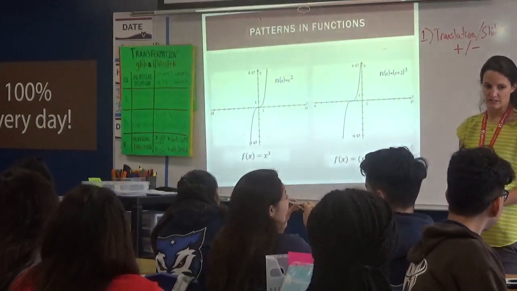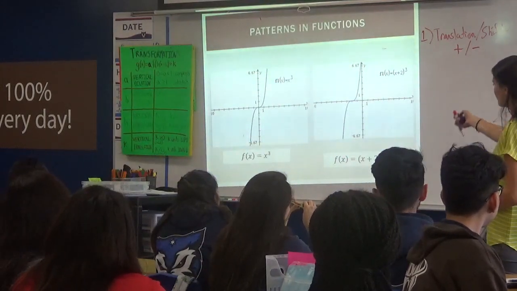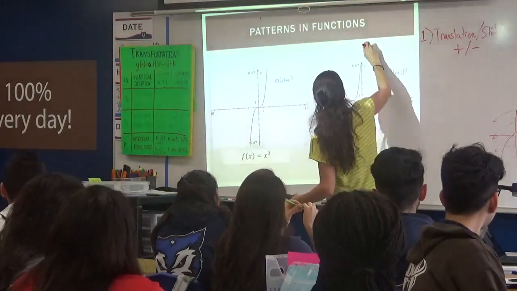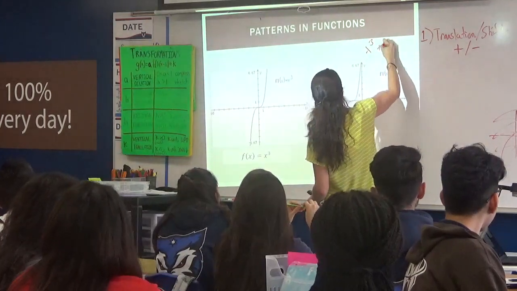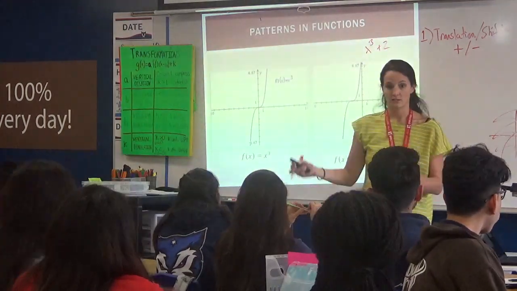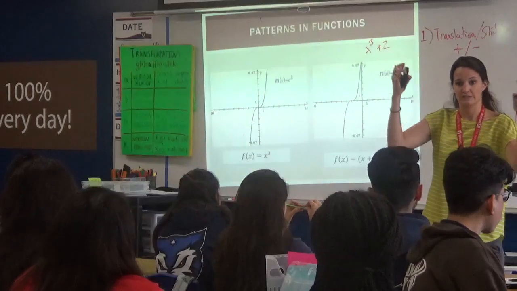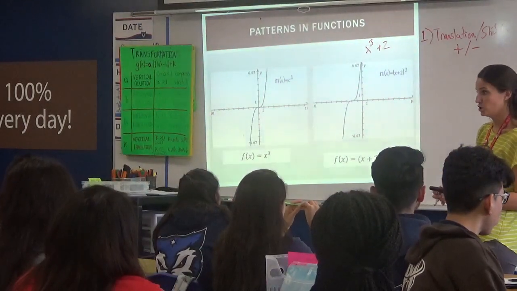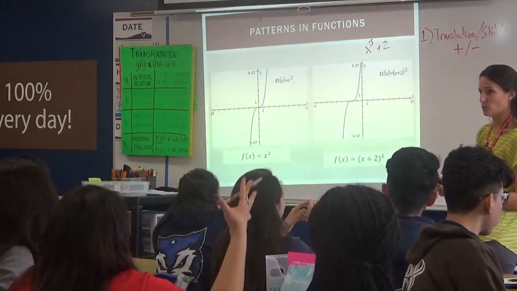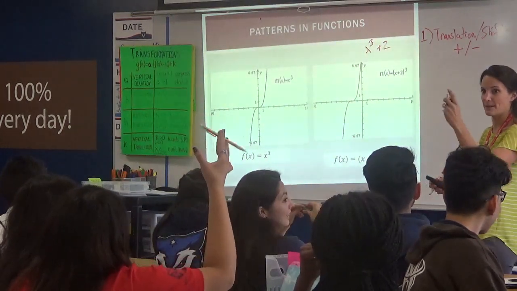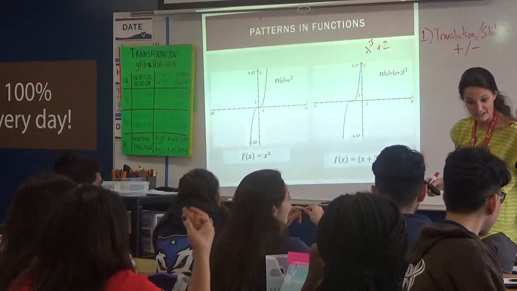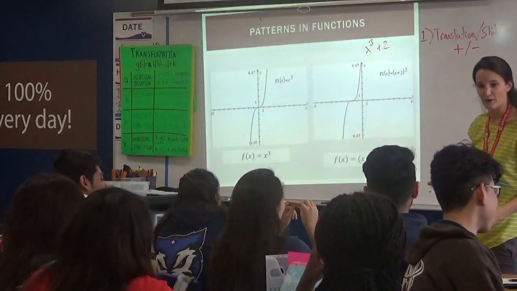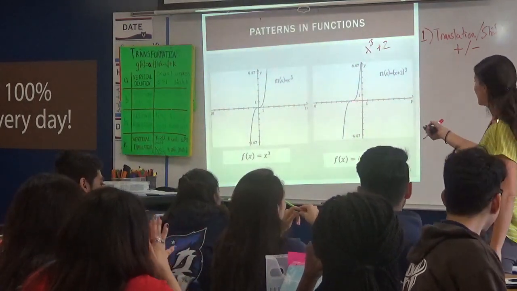It's inside the parentheses. So I'm adding and subtracting, but I'm not doing x cubed plus 2 like that. I'm doing x plus 2 cubed. It's the inside. And so it didn't go up 2. Where did it go? This is your chance, people. Eli, what's up? Where'd it go? It went to the left 2.